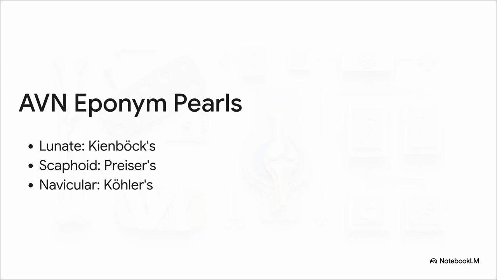So the crucial point is, you absolutely need to know these classic AVN eponyms for your exams. Think of these as high-value pearl drops. We've got Kienbeck's disease in the lunate bone, Freiberg's in the second metatarsal head, Kohler's in the navicular bone, and Preiser's disease involving the carpal scaphoid bone. Definitely lock those into your memory.